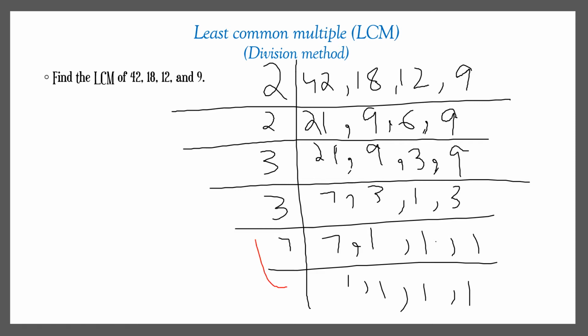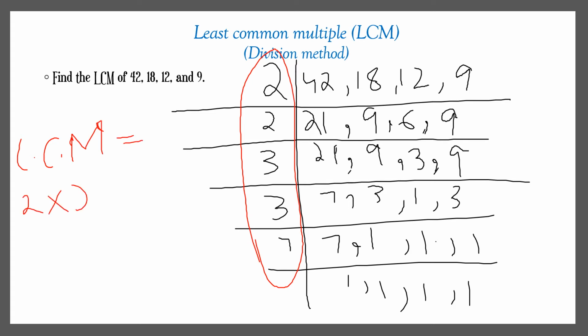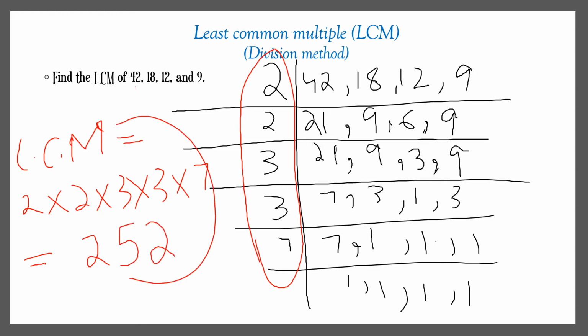So now these are the prime factors we got after dividing all these numbers together. So now we'll just multiply them together. LCM is 2 multiplied by 2 multiplied by 3 multiplied by 3 and 7. So what do we get? We get 252. So 252 is the least common multiple of the given numbers 42, 18, 12 and 9.